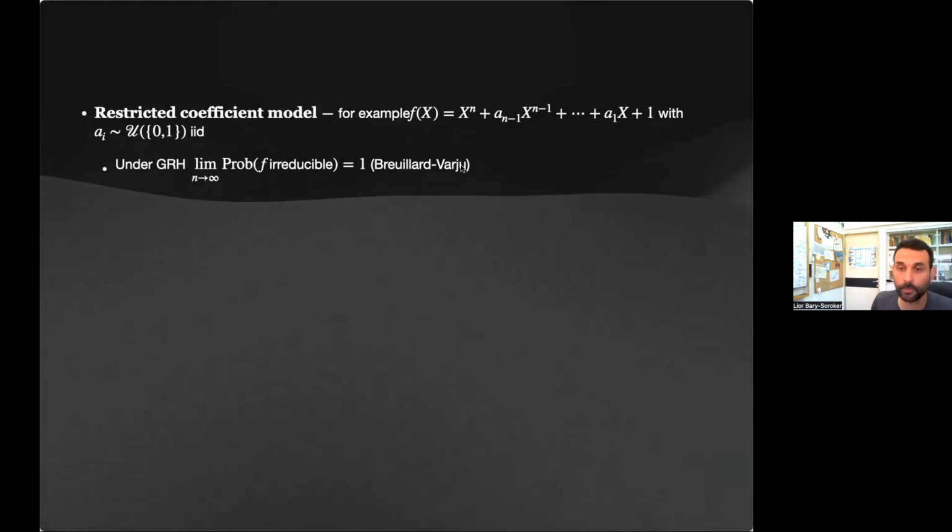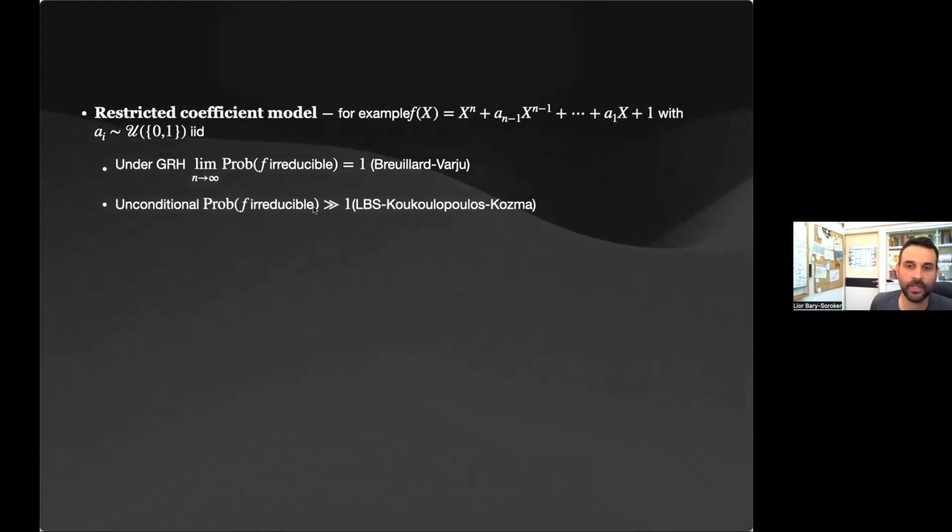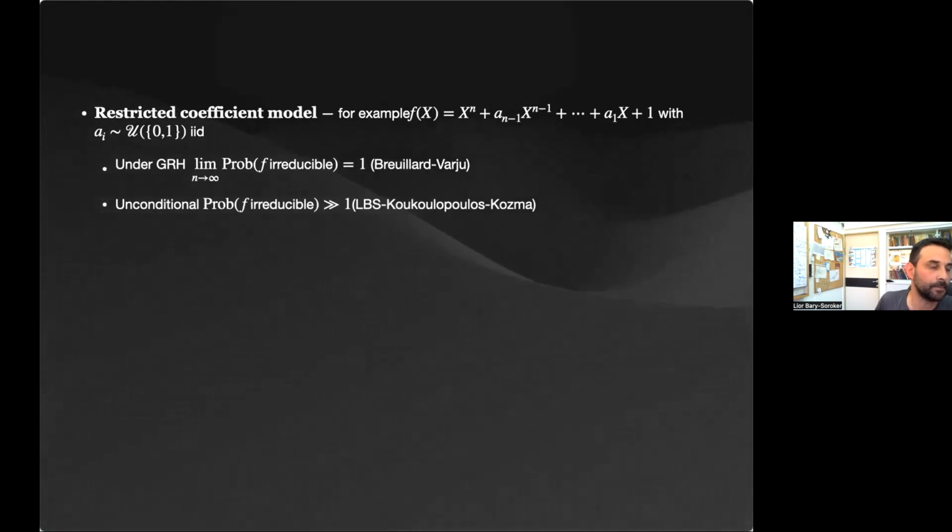And this is a recent result by Bary-Soroker and Varjú. The best unconditional result is that the probability, this is number theoretic notation, is bigger than a constant that doesn't go to 0. This is my result together with two co-authors, Koukoulopoulos and Kozma. So the probability doesn't go to 0. It's bigger than some number. I think probably 0.1 is okay. I mean, it's an explicit number. I forgot to compute it before this talk. Okay.